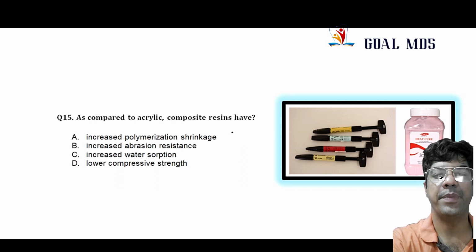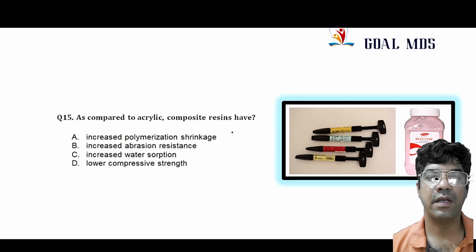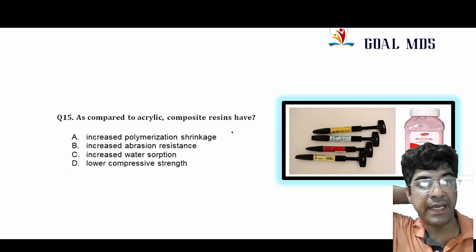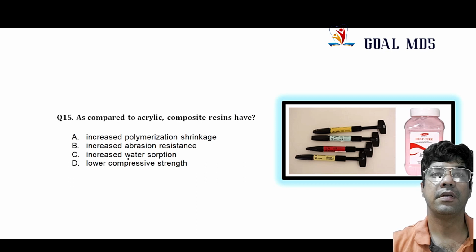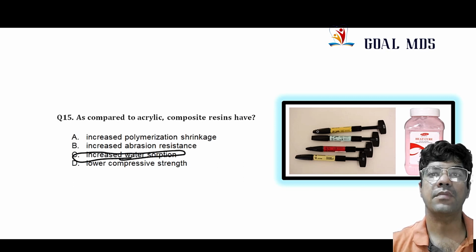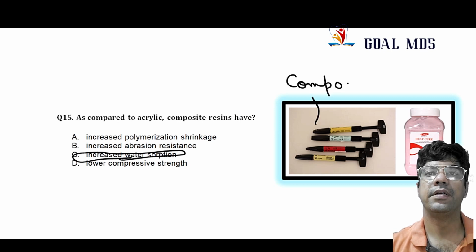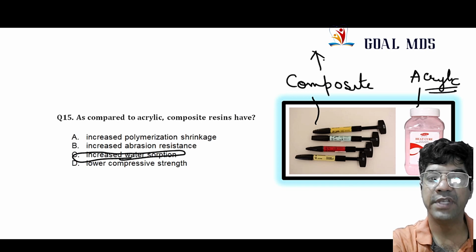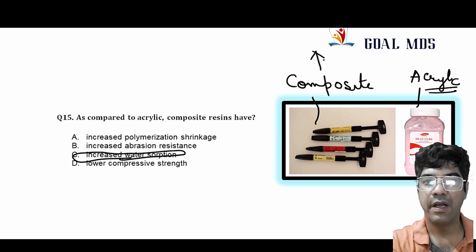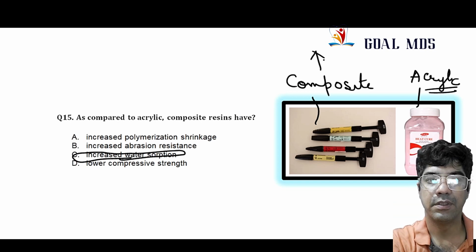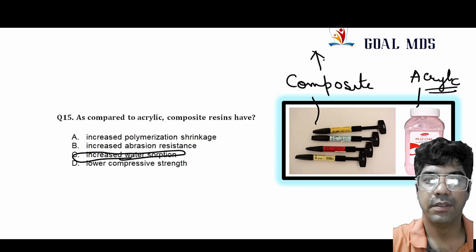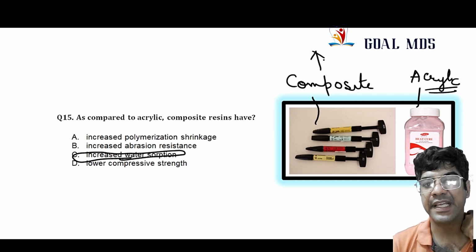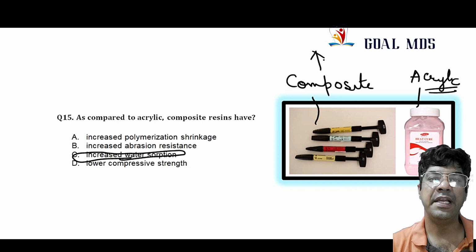Moving to the next question: as compared to acrylic, composite resin has increased water absorption. So remember, composite has increased water absorption. Composite resins are known to have higher water absorption compared to the acrylic materials. That means they can absorb more water over time, which can lead to changes in their properties and affect their performance in the oral cavity.